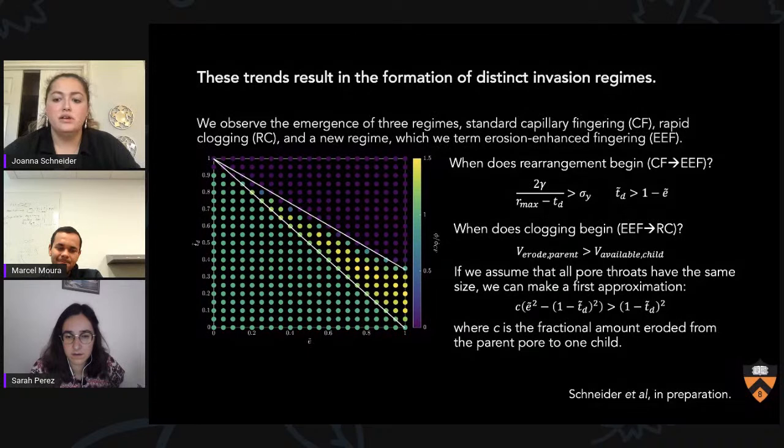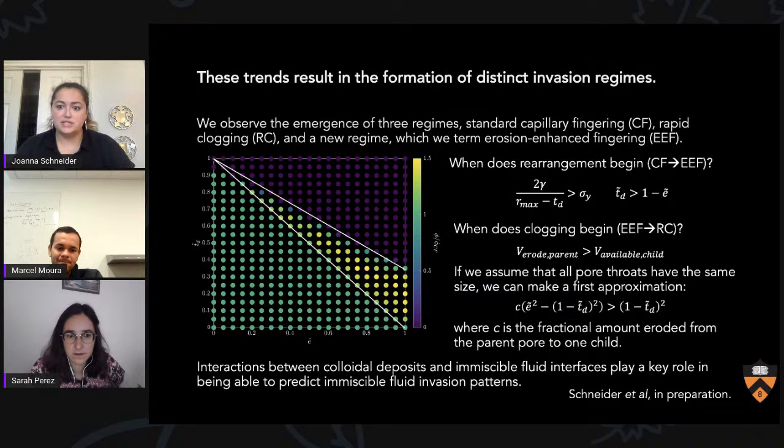I hope that what I have shown you today is that under certain deposition and erosion conditions, an immiscible fluid can actually access more of the pore space than via a traditional invasion percolation regime. Also, this framework allows us to predict invasion patterns using two simple parameters. In the future, we're hoping to govern experiments using these parameters, both in our pore scale and our more complicated 3D experiments.